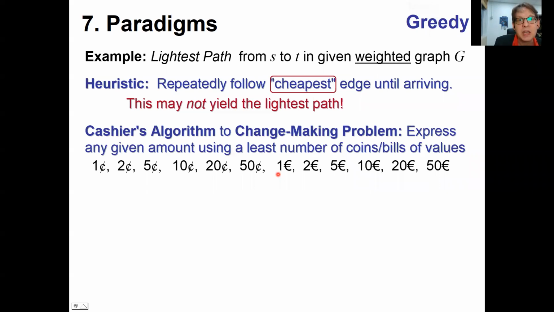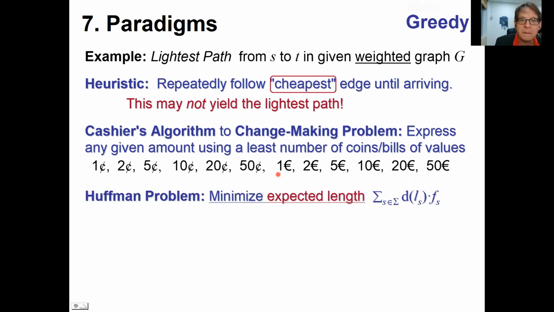So it's really an intrinsic property, and actually it's part of the design of Korean and of Japanese and of European currency that the cashier's greedy algorithm indeed is an optimal algorithm, whereas for the United States-based currencies, the cashier's algorithm may not be optimal.